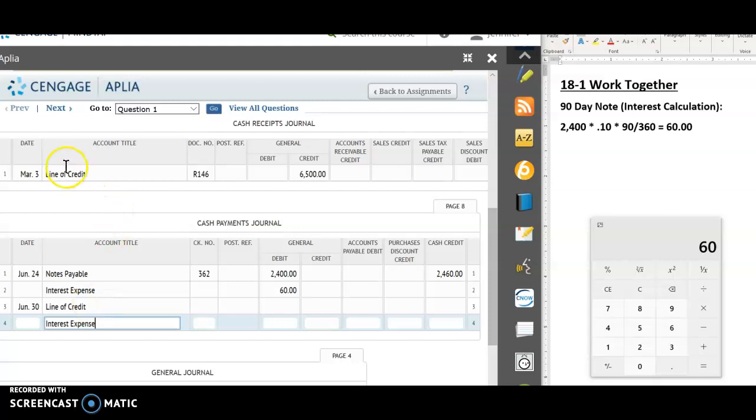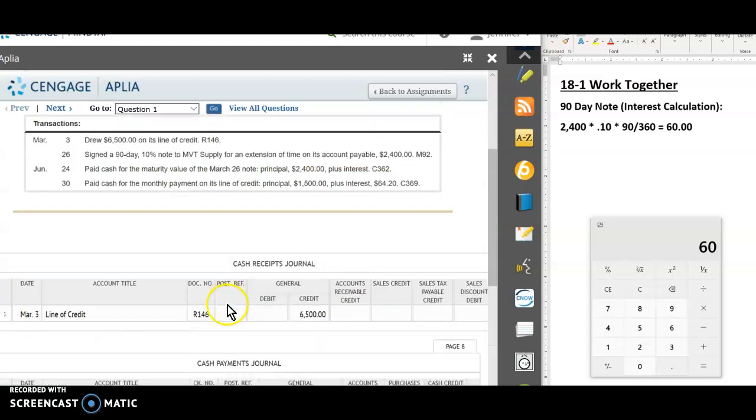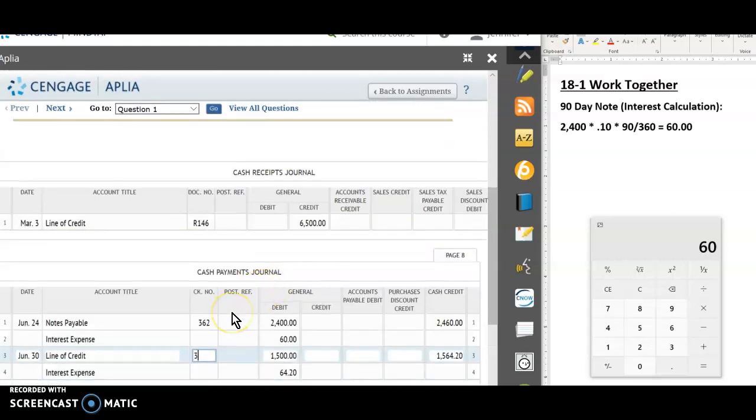Line of credit, when we originally took it out, if you remember right up here, it was a credit. Liability, we owe people money, credit. So when you're paying it back, it's going to be a debit. Okay, so the amount we paid was $1,500. So we're going to put that in our general debit column. And then our interest expense, they told us, was $64.20. So $64.20 goes there. So the total amount that we're paying back is your $1,500 plus your $64.20. So $1,564.20. That check number was 369.